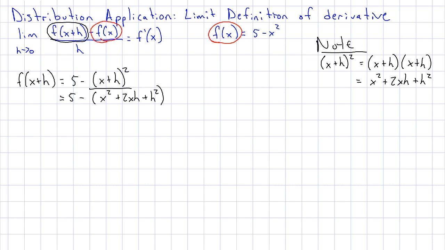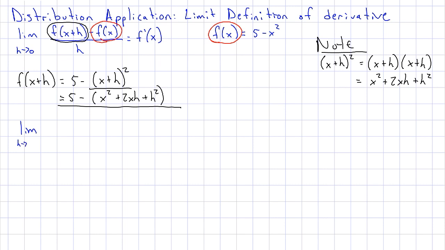As a side note, your professor may have done delta x instead of h. I just think the formulas look cleaner when I do h, but it's the same. So now I have the two things I need. I have f of x plus h, and I have f of x. So I'll put that into my limit definition.